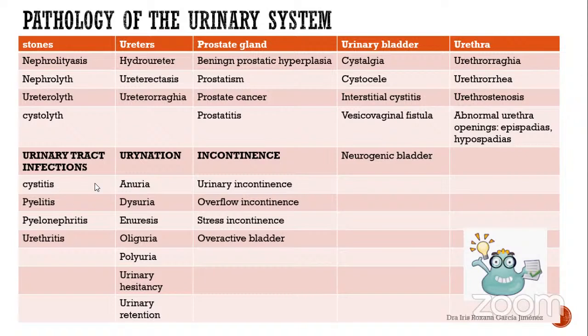Urinary tract infections, of course, cystitis, pyelitis, pyelonephritis, urethritis. About urination, we have anuria, dysuria, enuresis, oliguria, polyuria, urinary hesitancy, urinary retention. About incontinence, urinary incontinence, overflow incontinence, stress incontinence, overactive bladder. Okay, take it into account, just information for practicing these pathologies, okay?